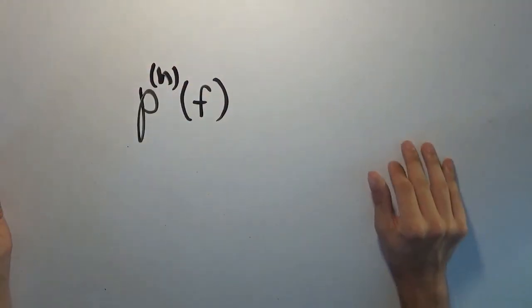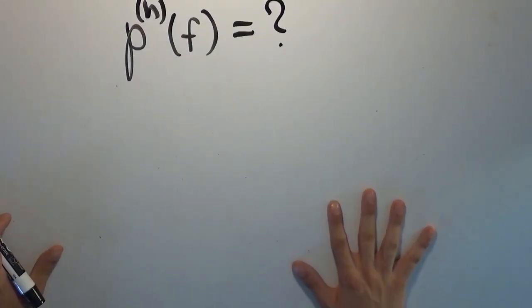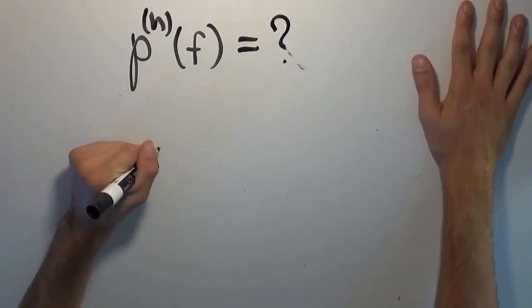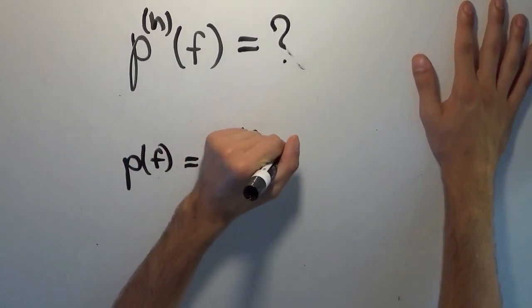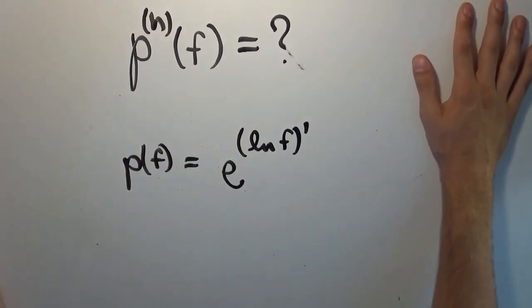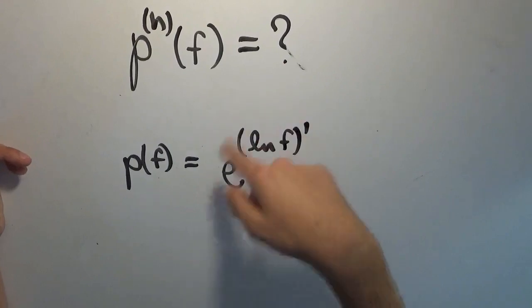Right? What should that entail? Well, we know that, I'll put a question mark there because we don't know. Well, we know that the product derivative of a function is equal to e to the derivative of the natural logarithm of that function. Right? So if we want to find the second product derivative of this thing, we just need to take the product derivative of this thing.